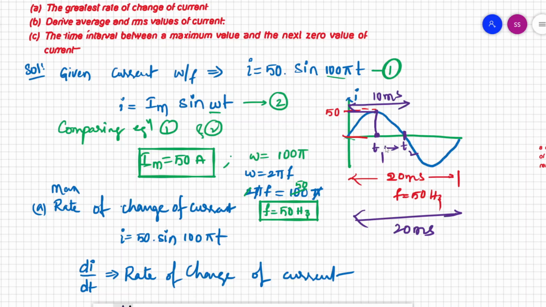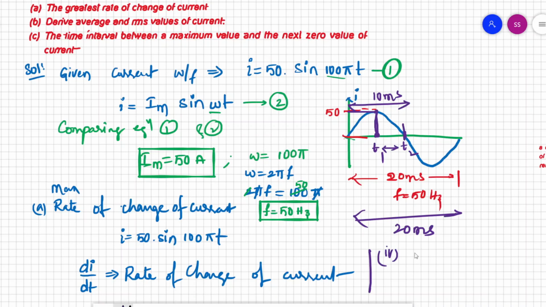We need to find the time difference, that is t2 minus t1, the time interval. What is the interval between t1 and t2 is to be found. If you clearly observe, this is half cycle. The time period for half cycle is nothing but the time period between t1 and t2. Now let us find the time period, that is already found.